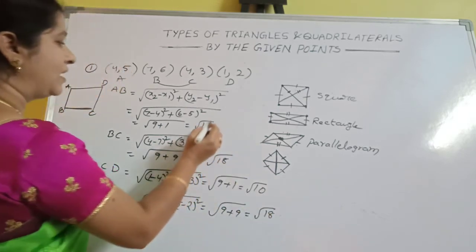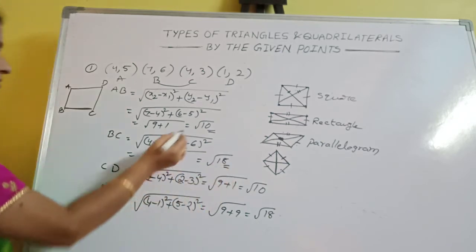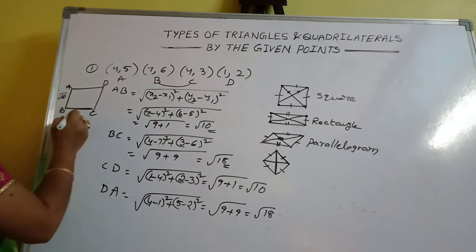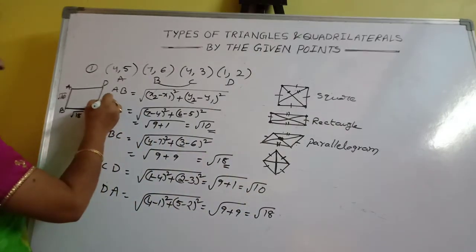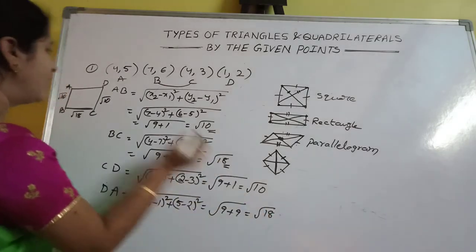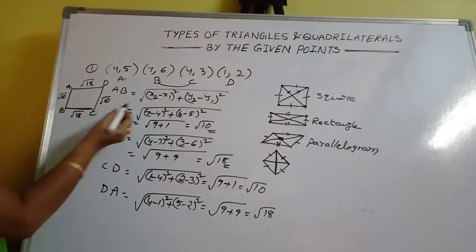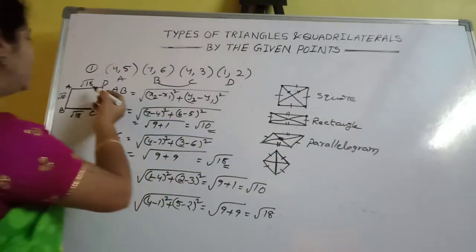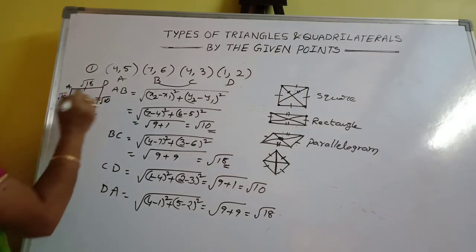So observe these values. AB value root 10. BC value root 18. CD value root 10. Again DA value root 18. So what can you say about these values? Opposite sides are equal here.